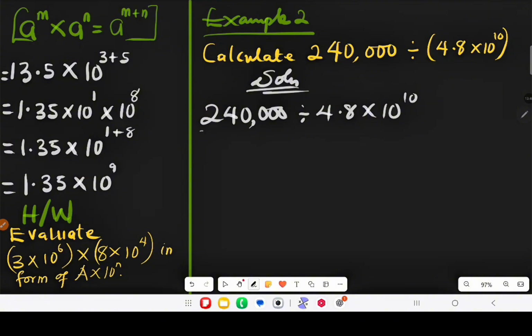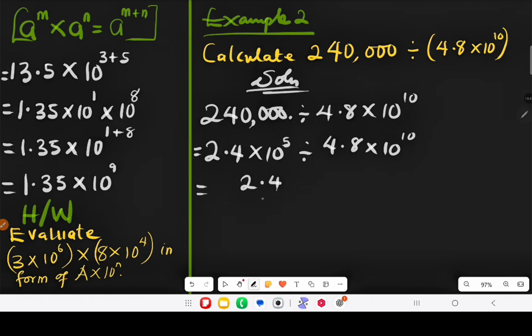First step, we have to change 240,000 to standard form. Changing 240,000 to standard form, we have to count the decimal point. Starting from here, we have 1, 2, 3, 4, 5. Then we have 2.4 times 10 raised to the power of 5 divided by 4.8 times 10 raised to the power of 10. We can express this as 2.4 times 10 raised to the power of 5 all over 4.8 times 10 raised to the power of 10.